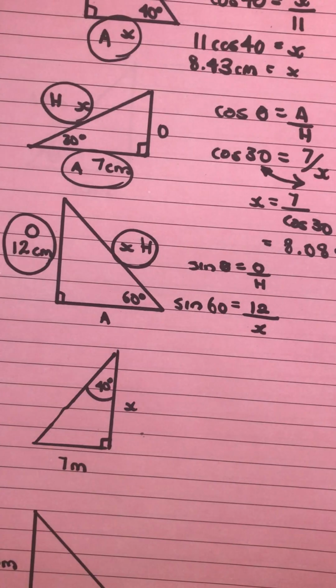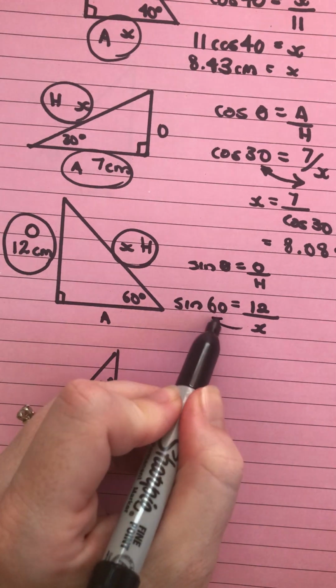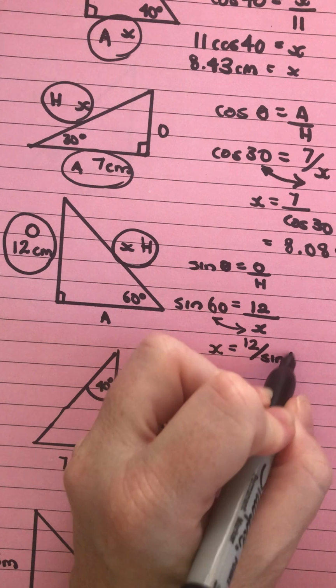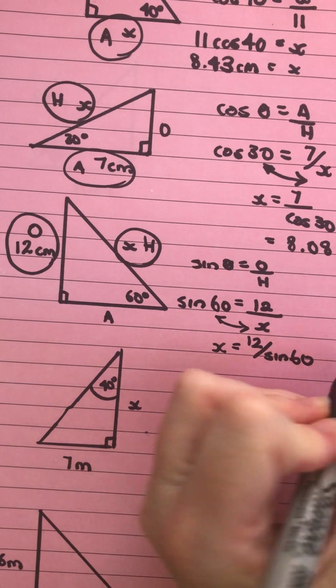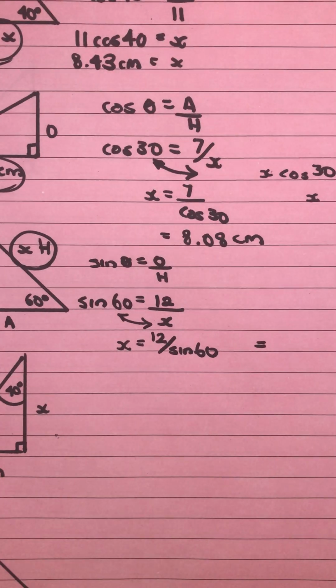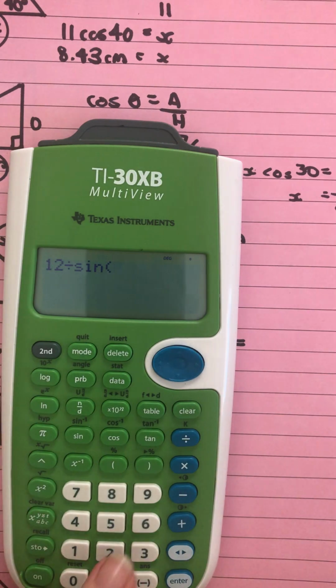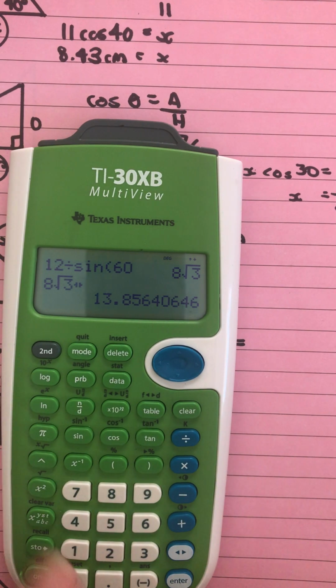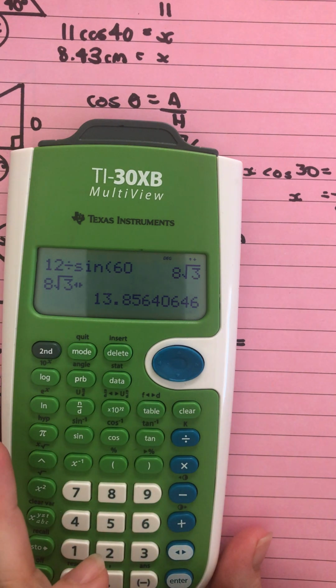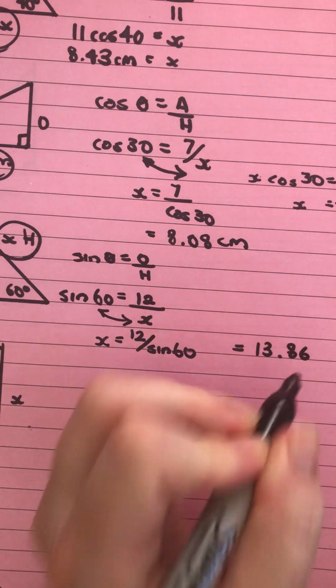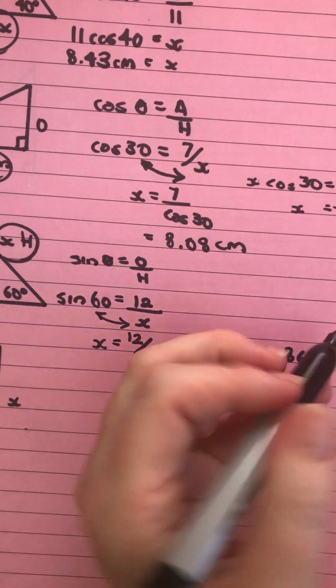So you can see I've set it up again the same with our x on the bottom. So I'm going to make them swap sides. X is equal to 12 over sine 60. And I'm just going to write this to the side here. I normally wouldn't. I'd always go down the page, but I'm running out a little bit of space there. So I'm going to do my 12 divided by sine 60. And I get 8 root 3, which I will then press my across arrow, and I get 13.856. So I'll round that to 13.86. And that will be centimetres.